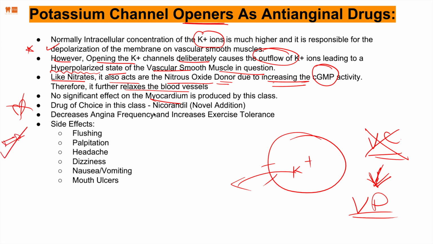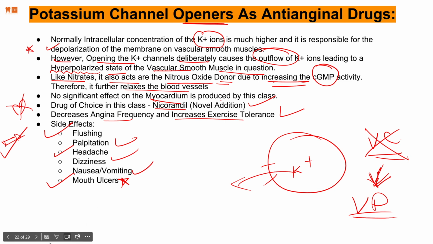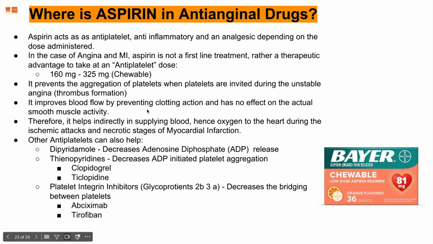Drug of choice in this class, nicorandil. It's still a new addition to the family, and decreases anginal frequency, increases exercise tolerance. Side effects, whenever there is a venous dilation, there's flushing and headache, no matter what. In this case, it can cause mouth ulcers. And then, of course, there's palpitation and dizziness that follows as usual, and nausea, vomiting can also occur. Okay, so moving on to the next slide.